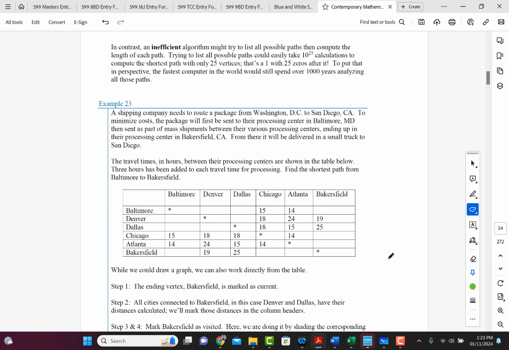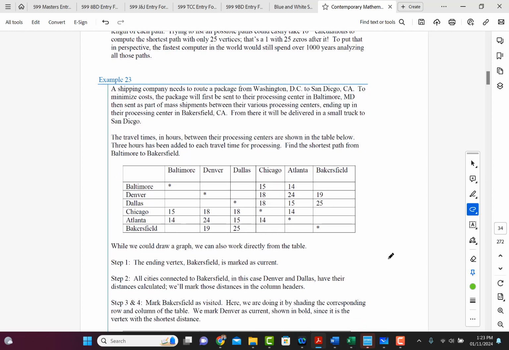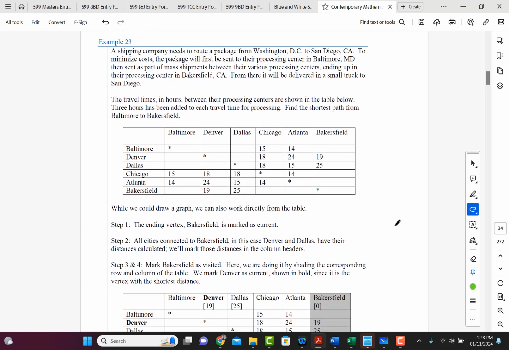To put that into perspective, the fastest computer in the world would still spend over 1,000 years analyzing all those paths. That's crazy. Absolutely crazy. So definitely Dijkstra's algorithm is much, much more efficient and will always give you the optimal path.